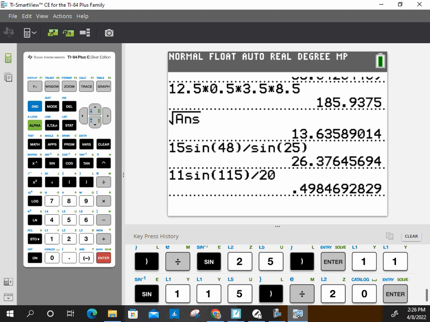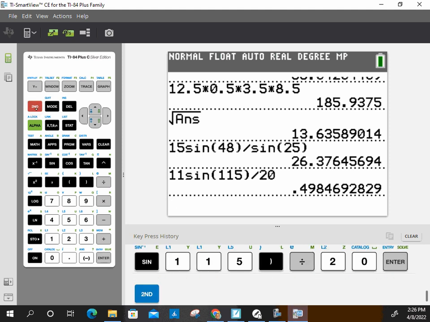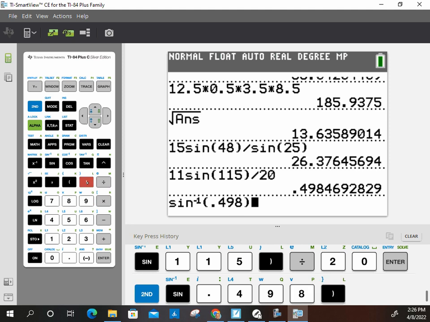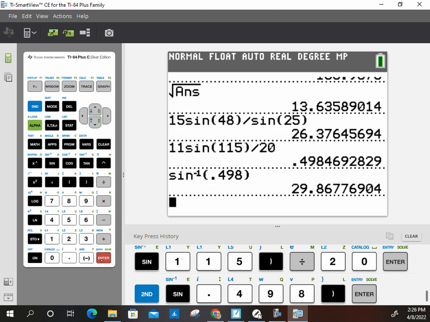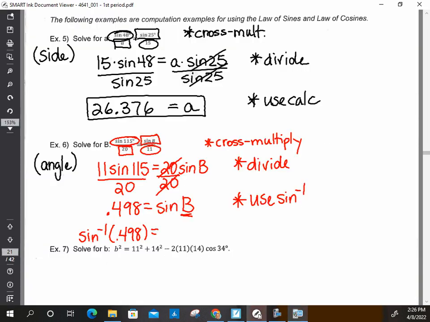So go to your calculator. Second, sine, 0.498. Close the parentheses. Hit enter. You get 29.8. Remember, when you're looking for angles, you round to the nearest whole number. So if you round to the nearest whole number, 29.8 gives you 30 degrees. So angle B in this case ends up being 30 degrees.